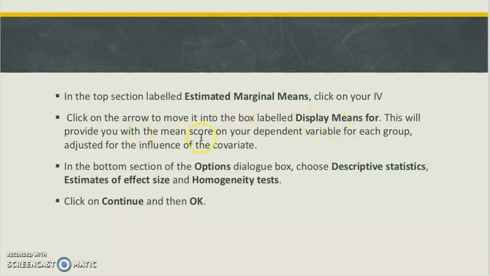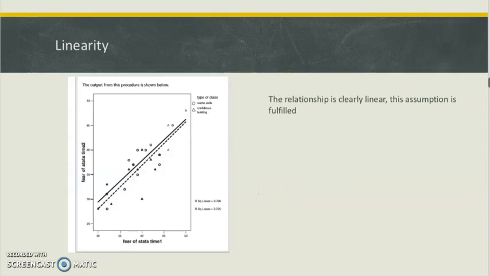This will provide you with the mean score on your dependent variable for each group, adjusted for the influence of the covariate. So in the bottom section of the options dialog box, choose descriptive statistics, estimates of effect size, and homogeneity tests. Okay, and then click on continue and then OK. So important for you to choose estimates of effect size and homogeneity tests for you to fulfill the assumption.